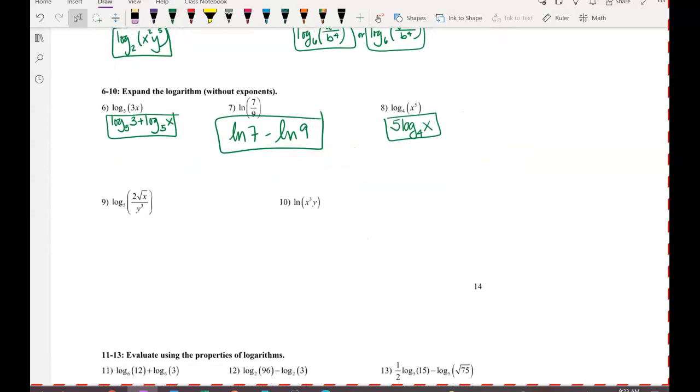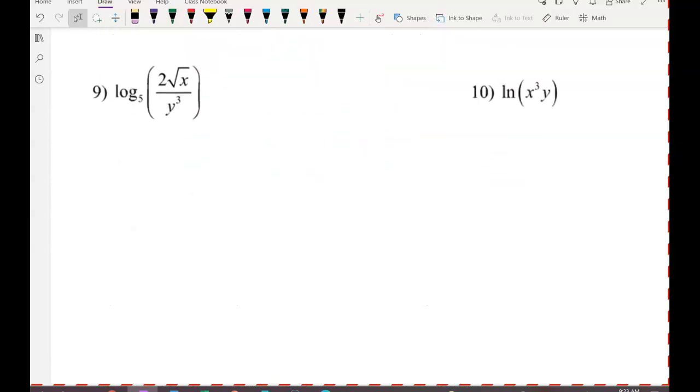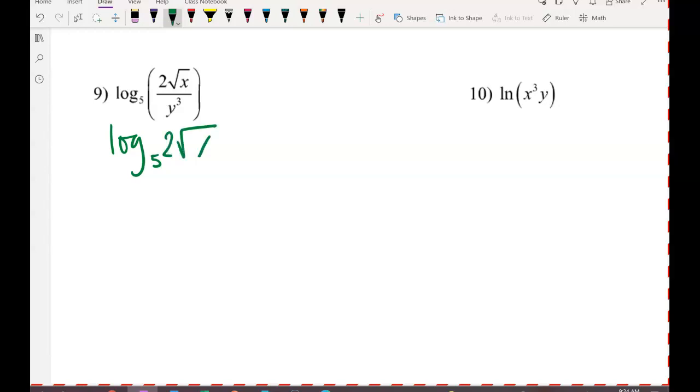All right. Number 9. A couple of things. All right. Students, you have base what? 5. First, what do you see? Division. So it's going to go log base 5. Division will become a what? Subtraction. Okay. So 2 rad x, take away log base 5 of... that's not the end.